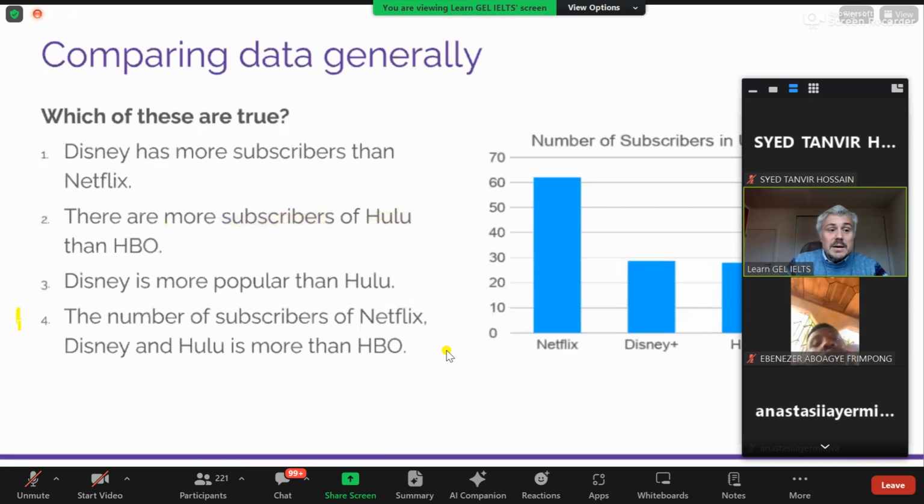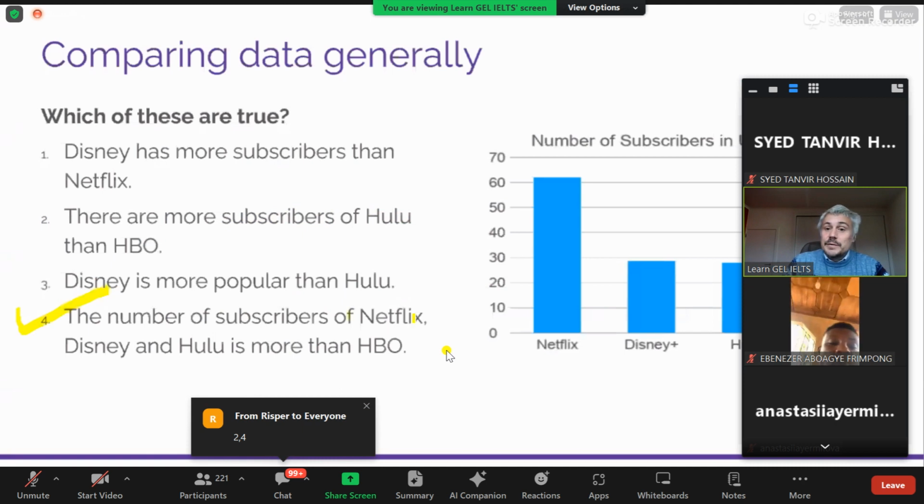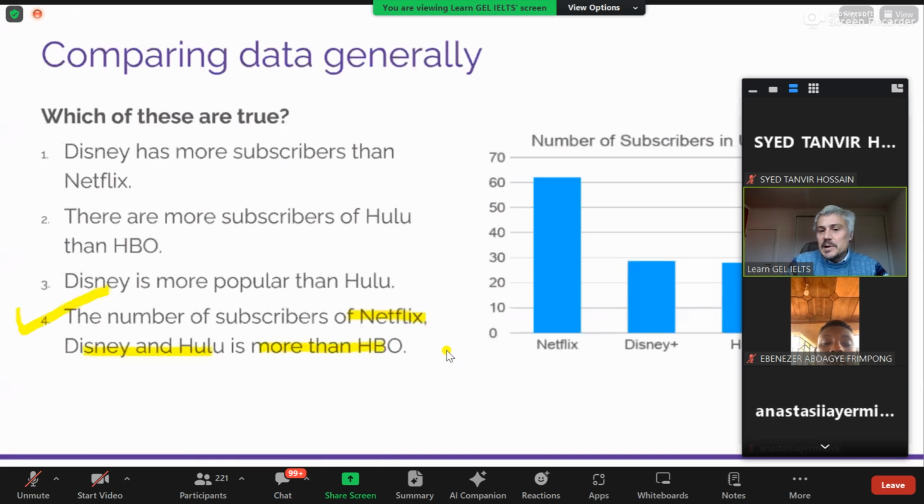Number 4 is also true. The number of subscribers of Netflix, Disney, and Hulu is more than HBO. Yes, HBO is the lowest. All of the others are higher, or they have more subscribers. So 2, 3, and 4 are true.